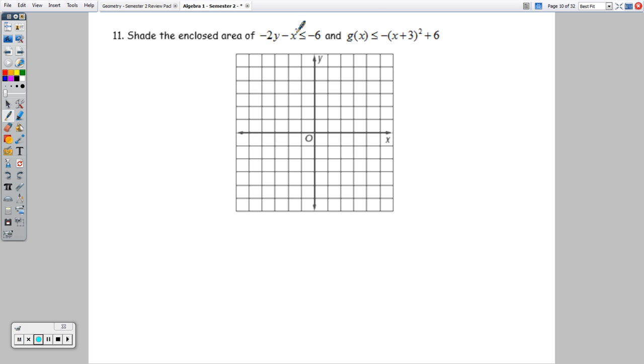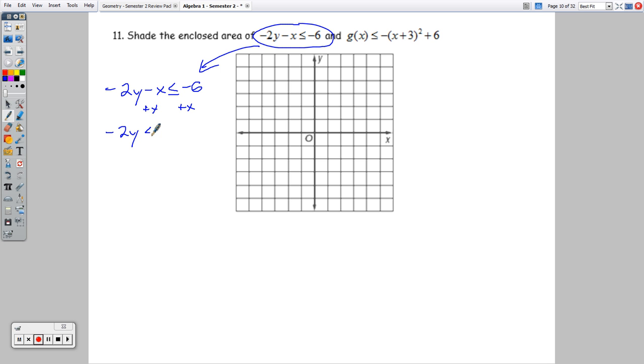Number 11, we're going to shade the enclosed area of this inequality and this one. So we have, looks like a linear inequality here. I'll rewrite that there. And then here we have a quadratic one. So let's focus on this one first. We're going to try to get y by itself, get it into slope-intercept form.